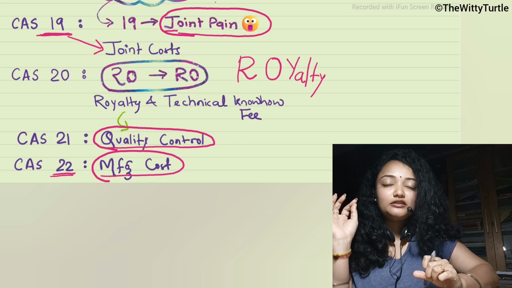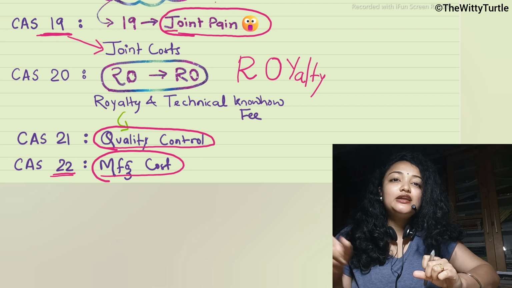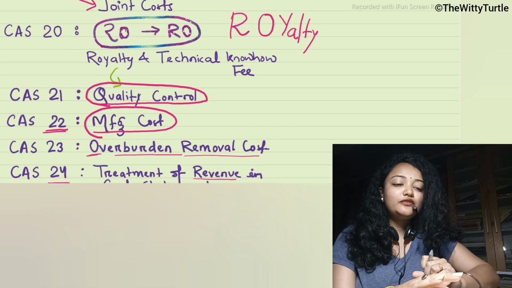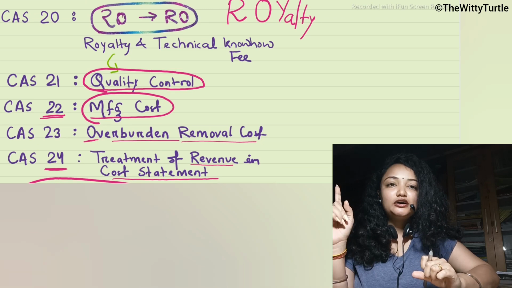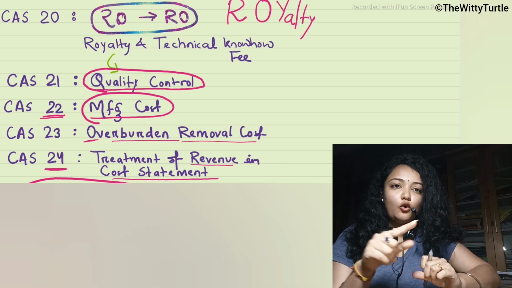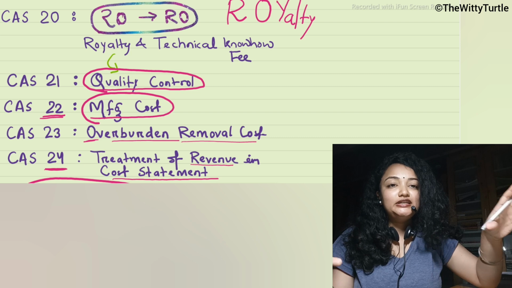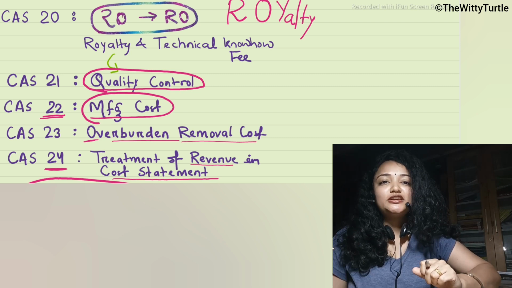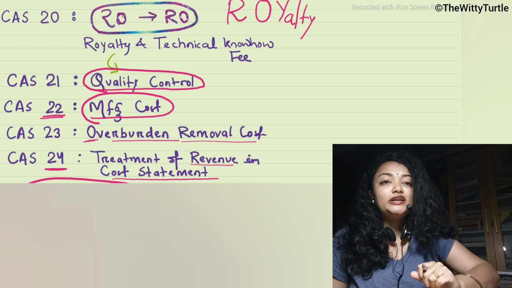Then we have CAS 19. So Richa turned 19 on 18th. So 19 के होते ही उसके joint में pain शुरू हो गया. So joint cost. Then we have CAS 20, which is 20 looks like R and O. So उसके बाद अगर आप जोड़ दो तो royalty and technical know-how fee. Royalty को हमेशा क्या चाहिए होता है? Quality चाहिए होता है. So CAS 21 is your quality control.